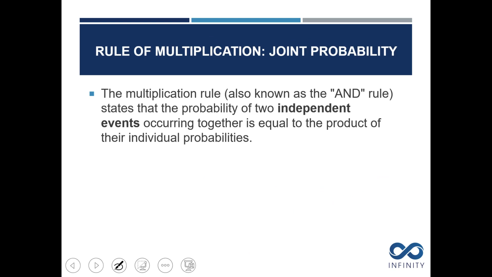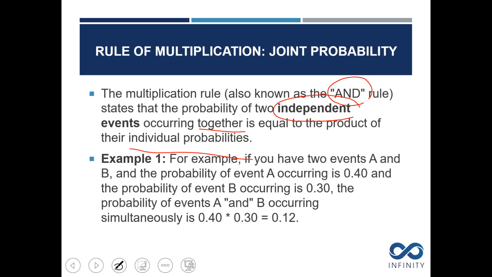So this is the AND rule, or rule of multiplication. The multiplication rule states that the probability of two independent events occurring together is equal to the product of their individual probabilities, or we call this the AND rule. Previously it was the OR rule, any of the events happening. But here both events happening, A and B, is just the product of the two individual probabilities.